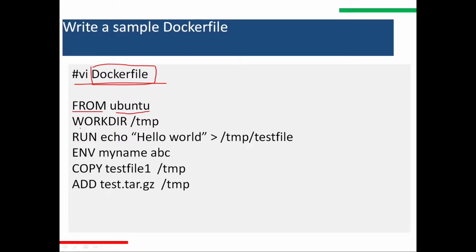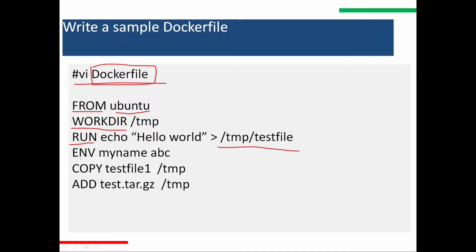One more component is WORKDIR. WORKDIR is used to specify your working directory. So I am going to specify the working directory as /tmp. So whatever we do will be stored in this /tmp. Then using the RUN component, we are specifying the commands. Whichever commands you want to execute, you specify using RUN: echo hello world, and we are redirecting the output of that to one file called testfile under the tmp directory.